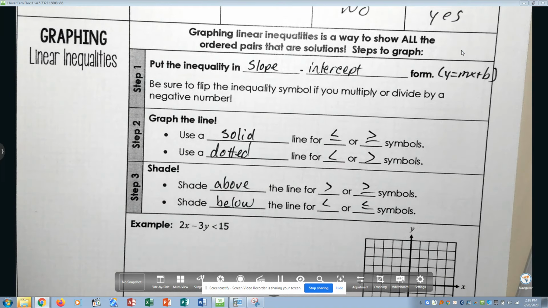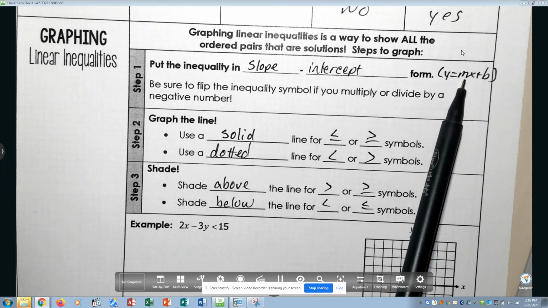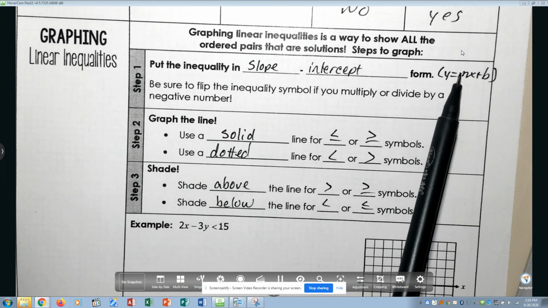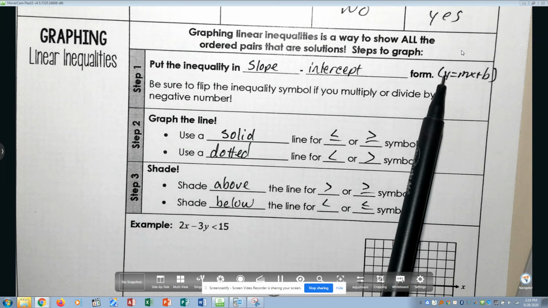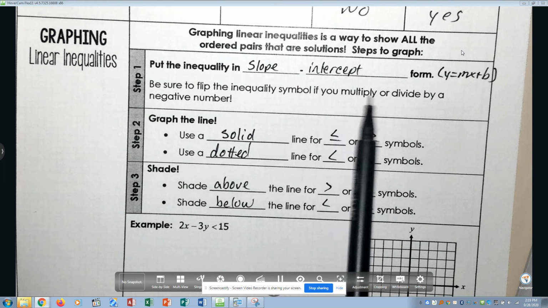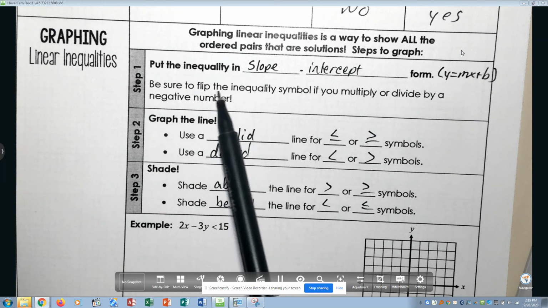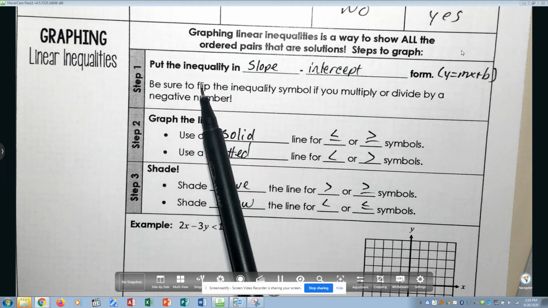So graphing a linear inequality is a way to show all the ordered pairs that are solutions. And here is how you do it. So the first step is always write it in slope-intercept form. That's y equals mx plus b. Remember, this is very similar to what we did with solving linear inequalities. Whenever you divide or multiply by a negative number, you flip the inequality symbol. So don't forget to do that. If you do that at any point, I'll show you some examples on that.